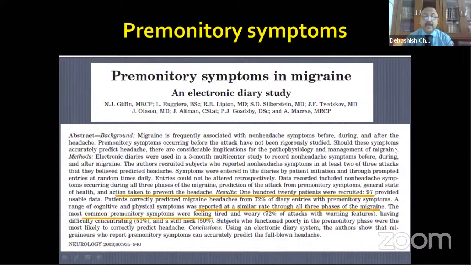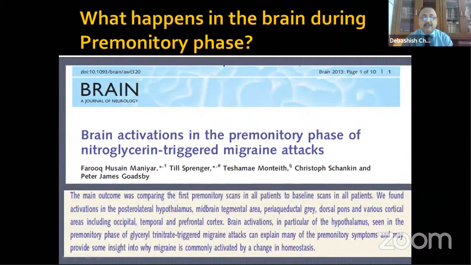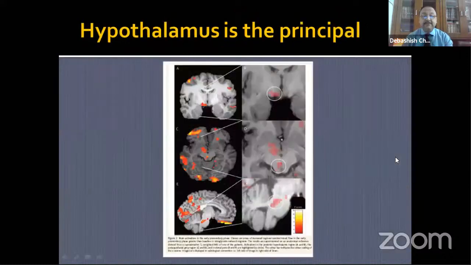migraine premonitory symptoms. And in this path-breaking study, people were given nitroglycerine to trigger migraine, and then they studied the brain activation in the premonitory phase of migraine in these patients, and they found that a lot of areas in the brain are getting activated, but more importantly, the most important structure is the hypothalamus. Hypothalamus is the consistent area which is lighting up in the premonitory phase, even when the headache is not there, before the headache. So the brain is dysfunctional even before the headache.